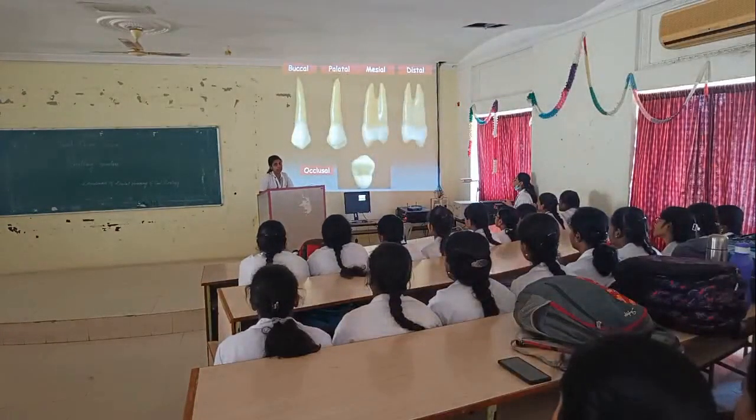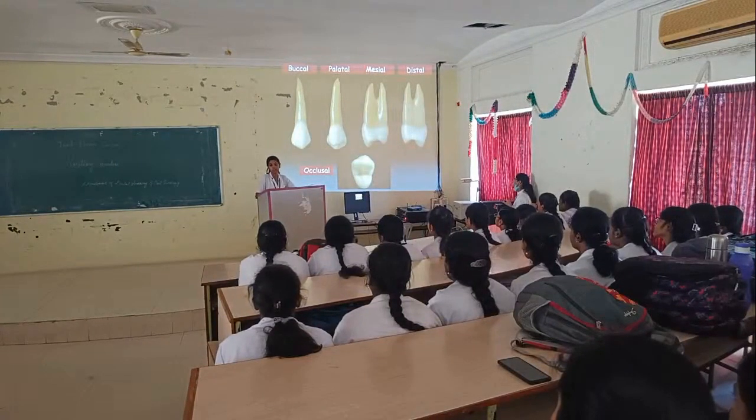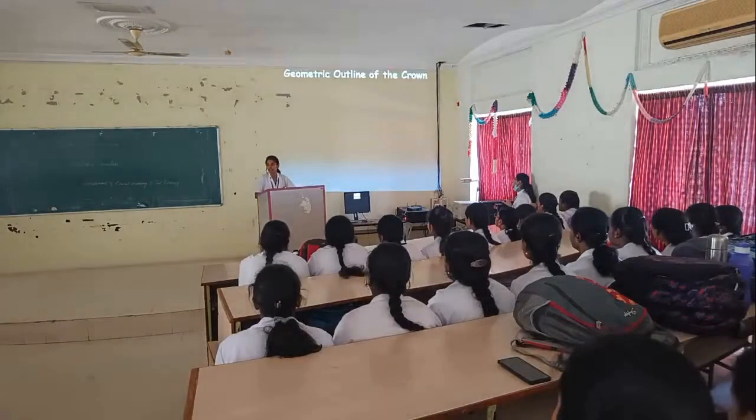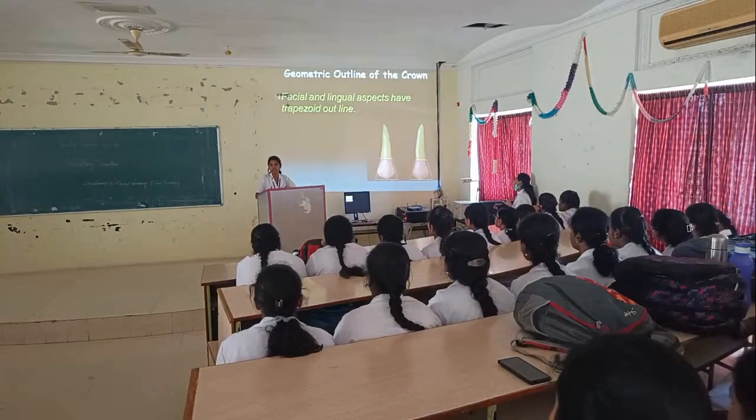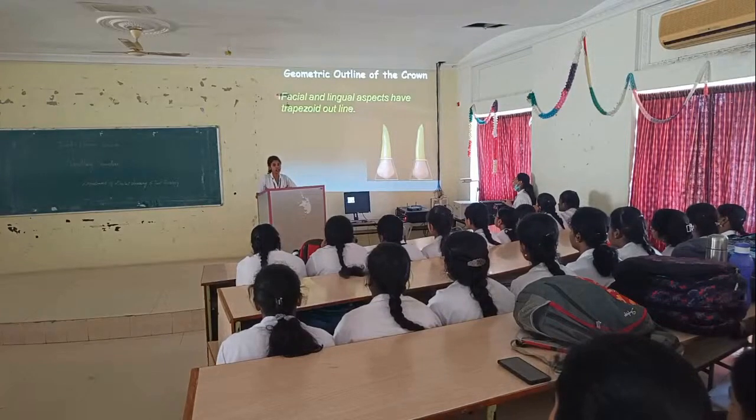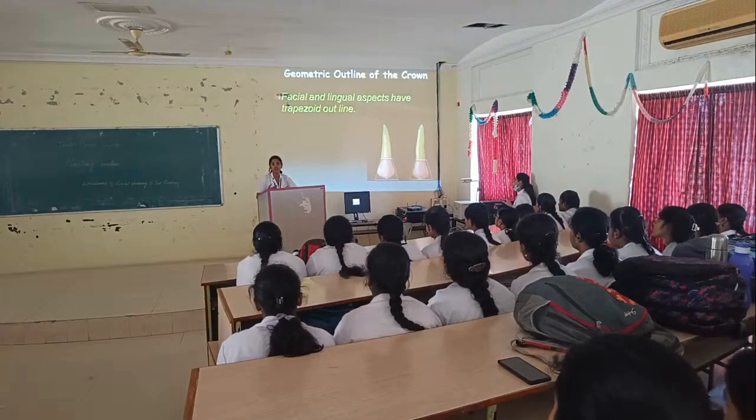These are the 5 aspects of the tooth: buccal aspect, palatal aspect, mesial aspect, distal aspect and occlusal aspect. The buccal aspect is nothing but the front or facial aspect which faces towards the cheek. The palatal aspect is the aspect which faces the palate. The mesial and distal are the proximal aspects, where the mesial aspect faces the midline and opposite to it is the distal aspect. The final aspect is the occlusal aspect, which is the biting surface.